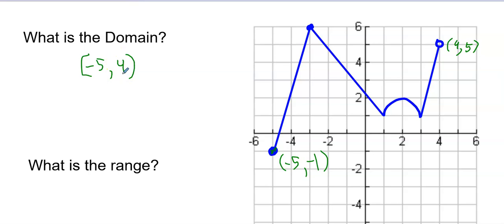Range, or how low it goes, it seems like -1 is the lowest. How high does it go? It does go up to this point here, so -3, 6. So it looks like that's the max. So I'd say -1, 6, bracket at 6, and bracket at -1.